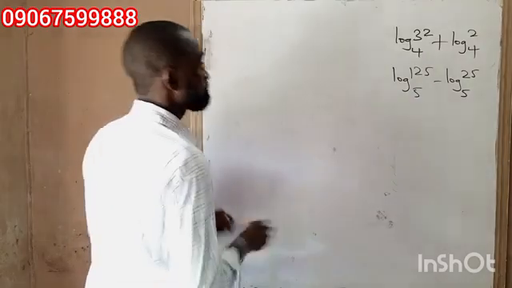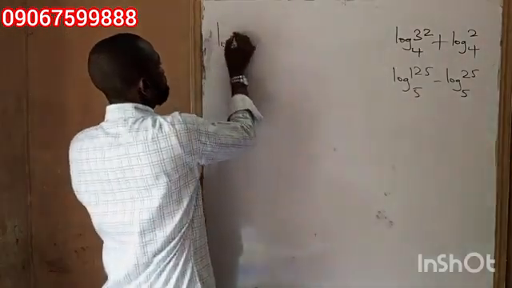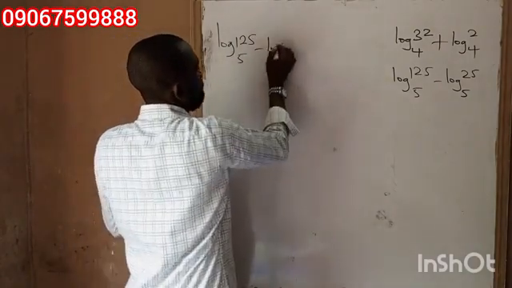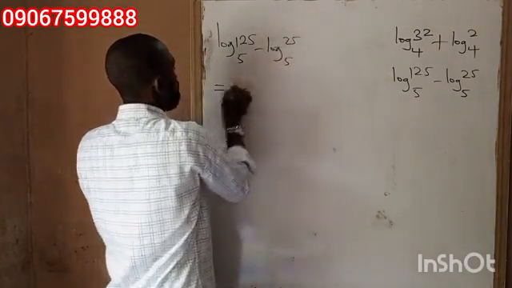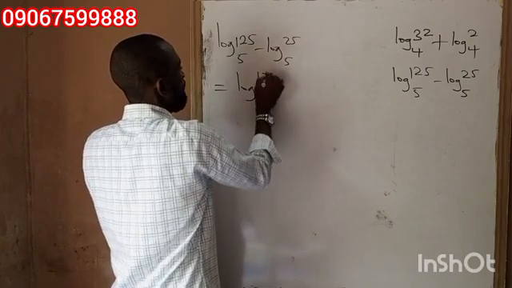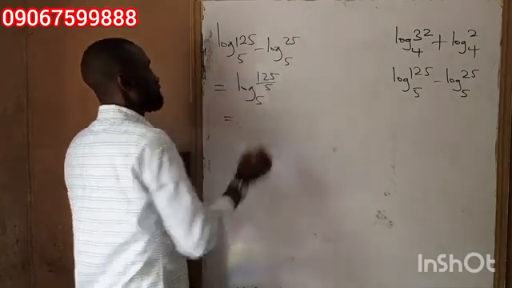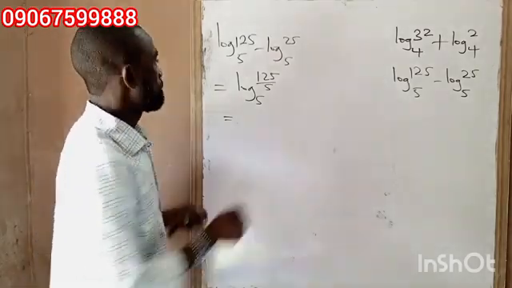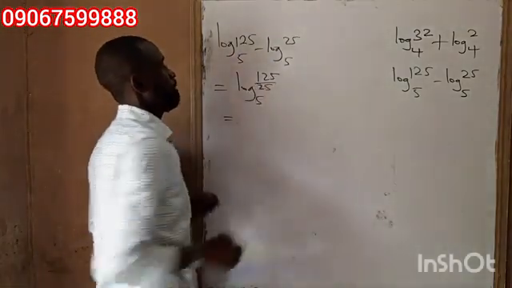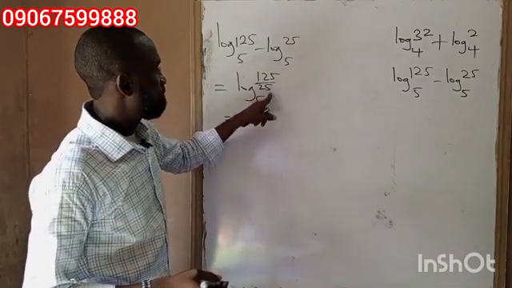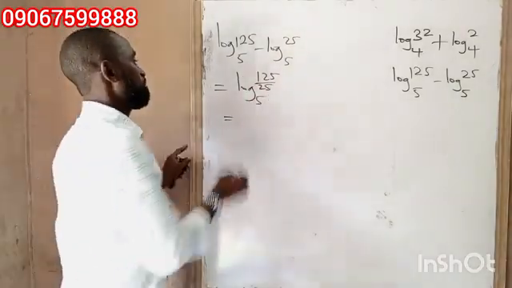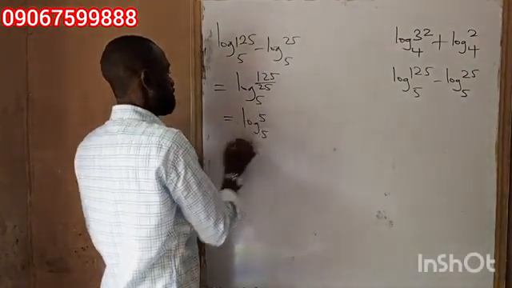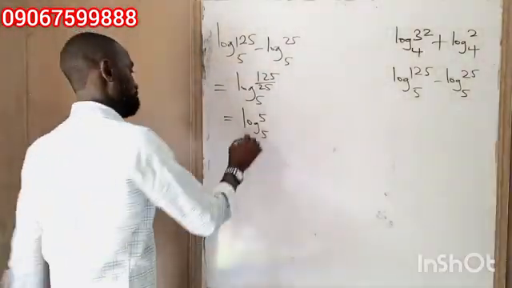So what does this one give us? Log of 125 base 5 minus log of 25 base 5 will give us what now? Division, 25 over 5 base 5. This will now be what? 125 in 5? No, this is 25. 125 in 5 will give us what now? 5. So we're having log of 5 base 5, which is what? You see it? It's 1.